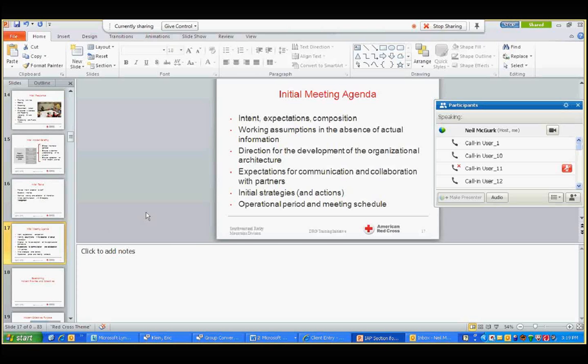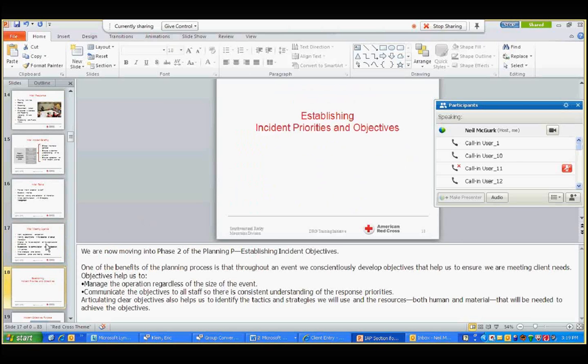So before we move on into incident priorities and objectives, does anyone have any questions at this point about any comments or anything like that from an educational or teaching perspective?